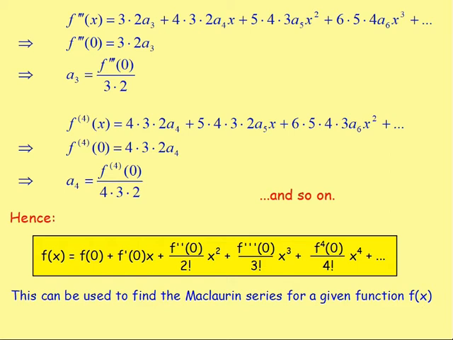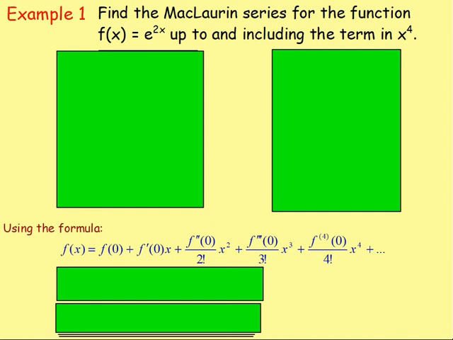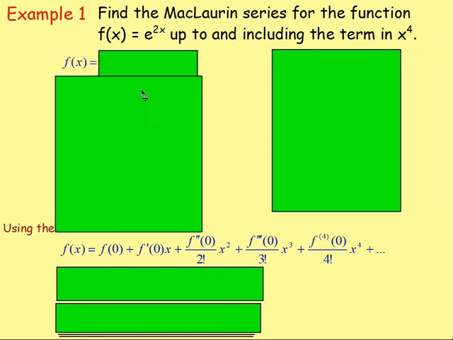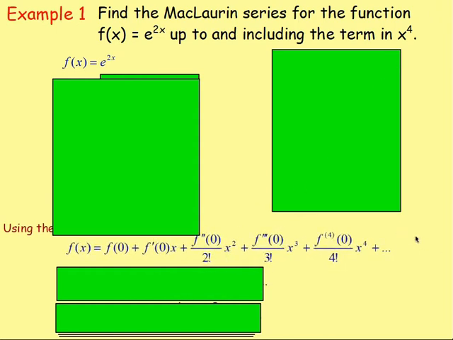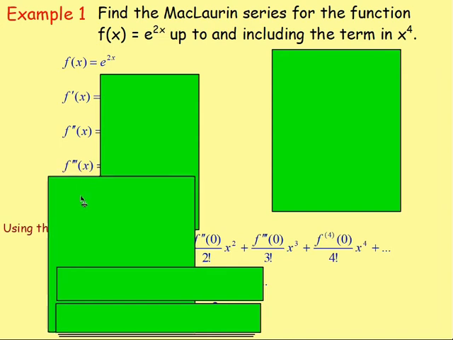So let's try some examples. Example 1. Find the MacLaurin series for the function f of x equals e to the power of 2x, up to and including the term in x to the power of 4. So the first thing we're doing is we're starting off with f of x. F of x equals e to the power of 2x. We know that. But if we're wanting the term in x to the power of 4, this here is the formula that we are wanting, and we have to find the first derivative and the second derivative and the third and the fourth derivative to get that x to the power of 4.